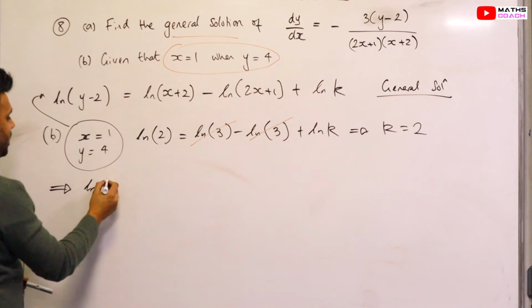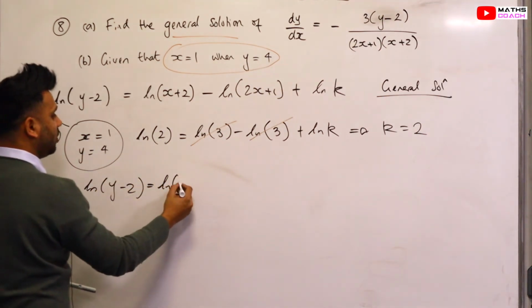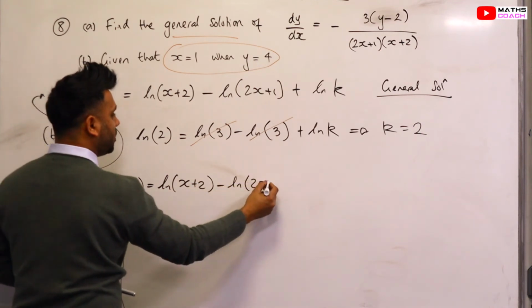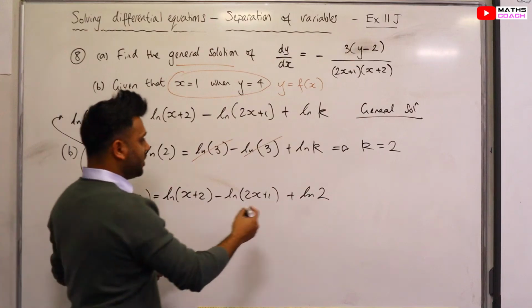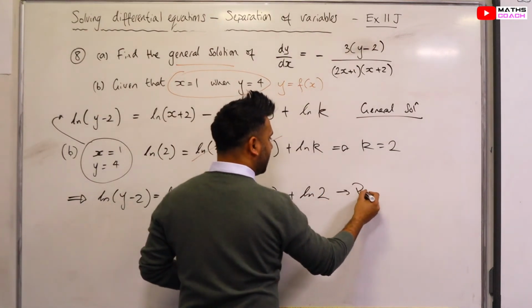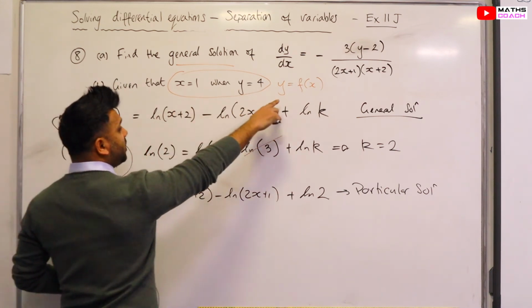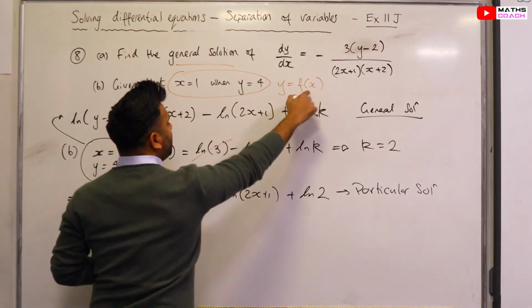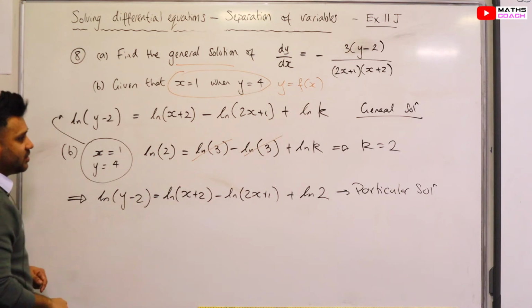We now have ln of y minus 2 equals the ln of x plus 2 minus the ln of 2x plus 1 plus the ln of 2. So this is in effect your particular solution. Okay, but I may have left this bit out earlier. For part B, we need to write what y is as a function of x. So in other words, we need to simplify this and make y the subject.